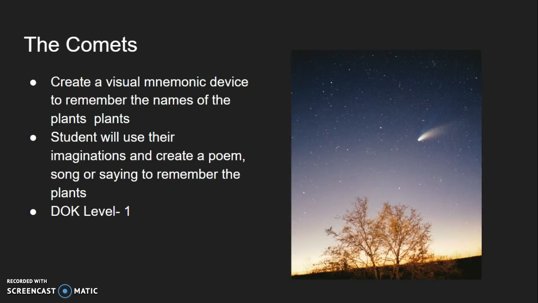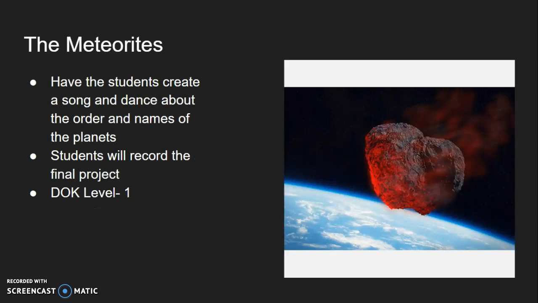And then for my lowest level group, I call them the comets, and they're going to create a visual mnemonic device to remember the names of the planets. And then they're going to create a poem, a song, or a saying. And that's DOK level 1.